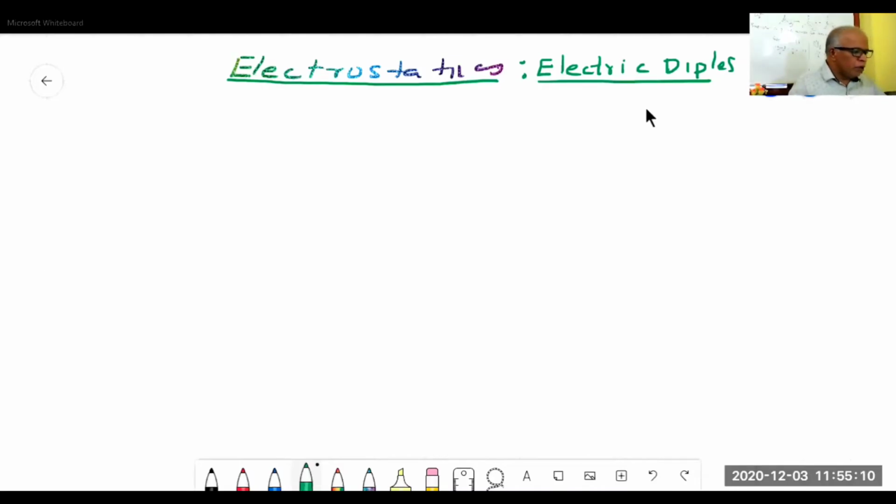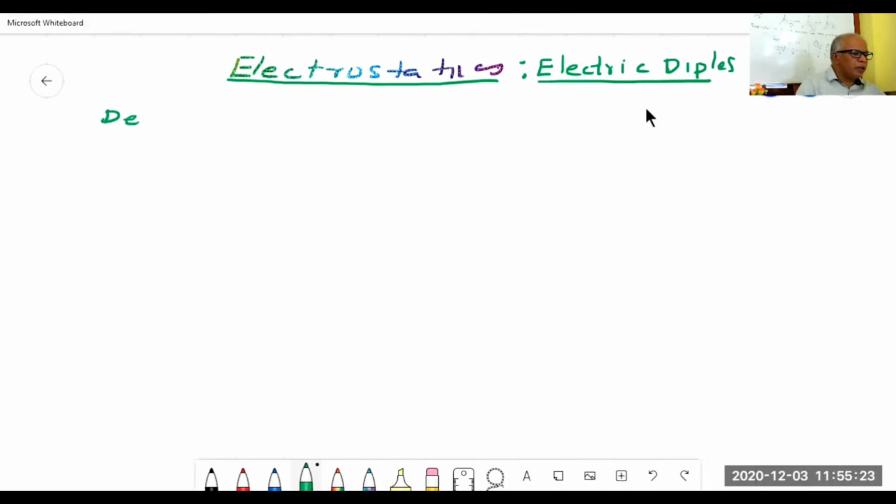Dear friends, we shall start dipole theories today, and we will do some problems and applications as well. What is the definition of electric dipole? All of you may be knowing it, but for new students, I am writing this definition.